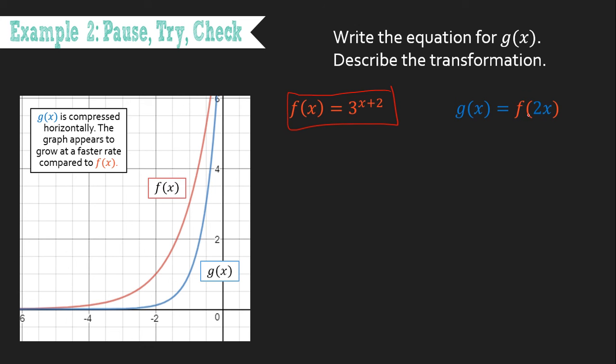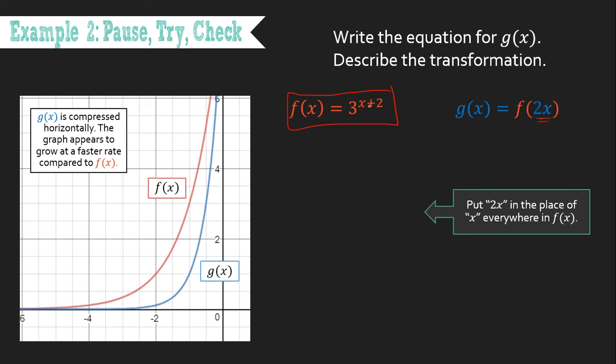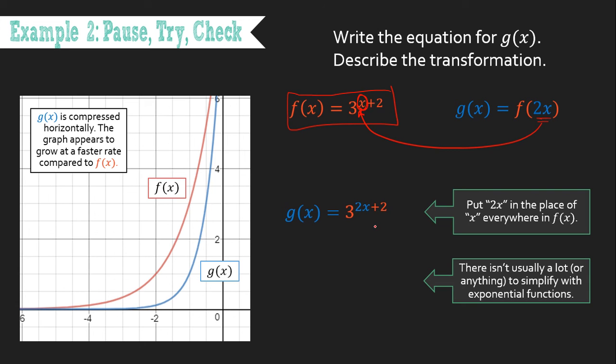g of x equals f of 2x, okay? So this means that we need to replace or put that 2x everywhere in place of the x in our original function. So this x right now is going to get a 2x instead. So I just literally pick it up and plug it in. So g of x is going to equal 3 to the 2x plus 2. And there's nothing here to simplify. I don't have any like terms or anything. But you would want to make sure that everything was simplified first. It is, so that is my final answer.